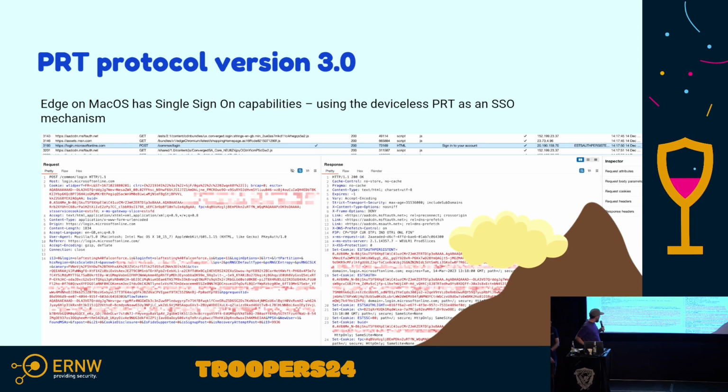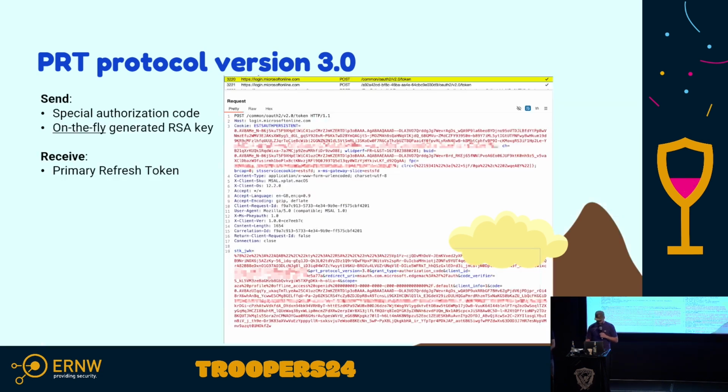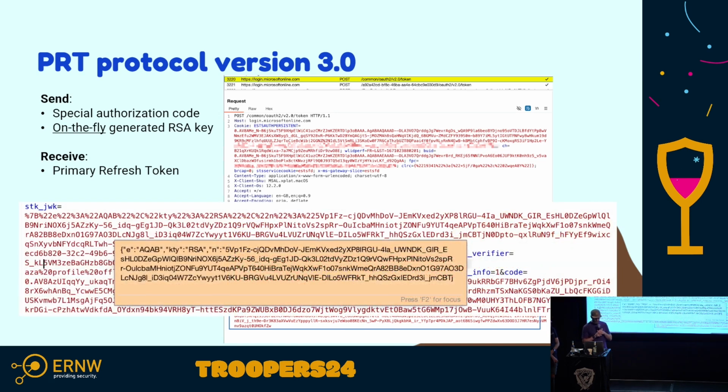And it will basically do a POST request to the normal login.microsoftonline.com website, where we'll send the special authorization code that Dirk-jan mentioned earlier, and that on-the-fly generated RSA key, which is in memory at that moment. It will then receive its initial primary refresh token, right? So in that JWK protocol, there is this blob with a base64 encoded RSA key that will be used as the public key for that exchange.